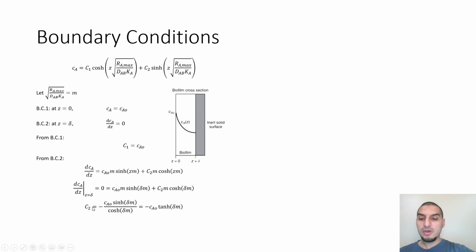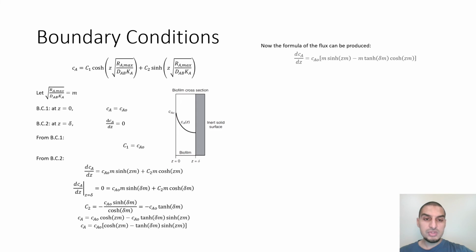And from C2 and C1, I can substitute in the concentration profile equation, so I can get the shape of the concentration profile. And if I substitute the C1 and C2 in this equation, I can get the value of dCA/dZ, which will look like this. So this is how it looks, either by differentiating this equation or directly substituting into this equation. It's going to be the same for both. Anyway, this is the formula of the concentration profile.